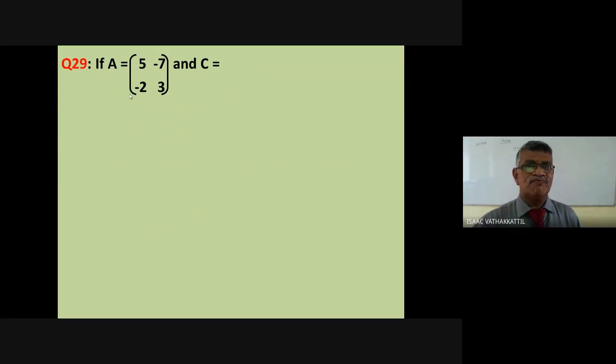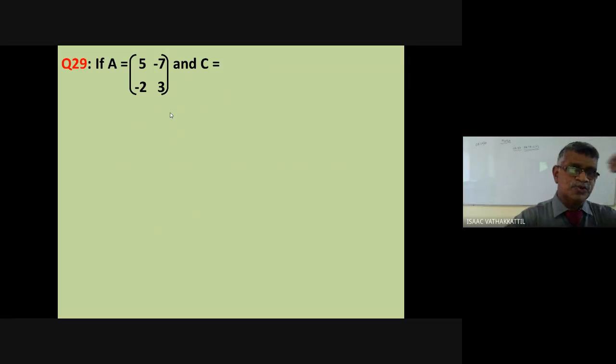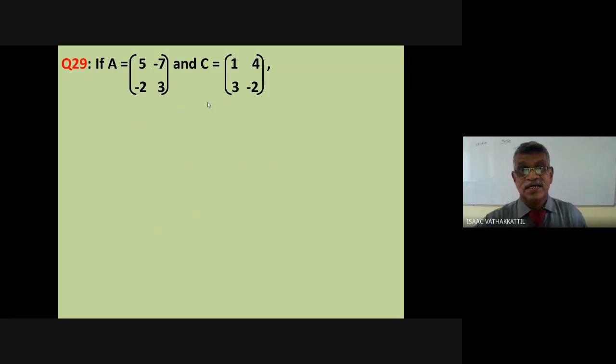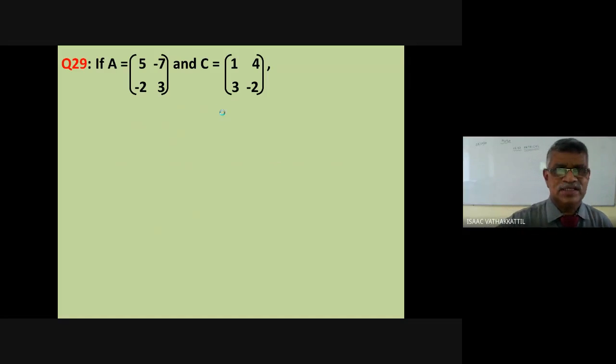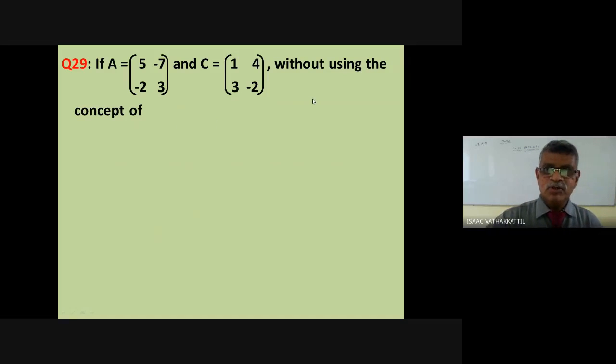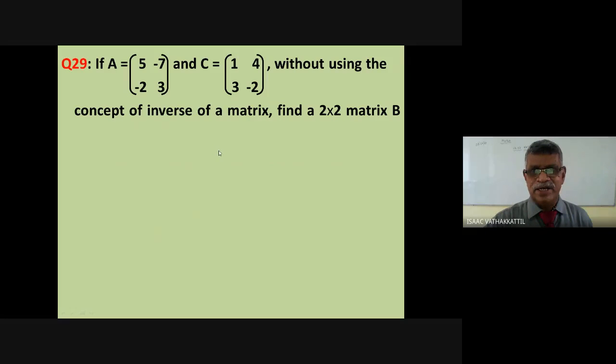A is equal to 5 minus 7 minus 2, 3. And C is 1, 4, 3 minus 2. Just randomly selected, nothing special here. But without using the concept of inverse of a matrix, find a 2 by 2 matrix B so that AB equal to C.